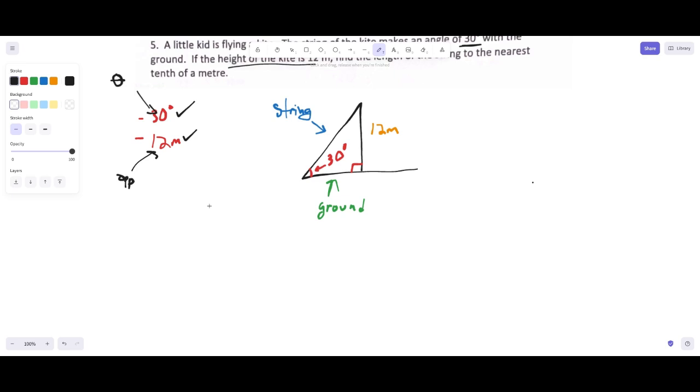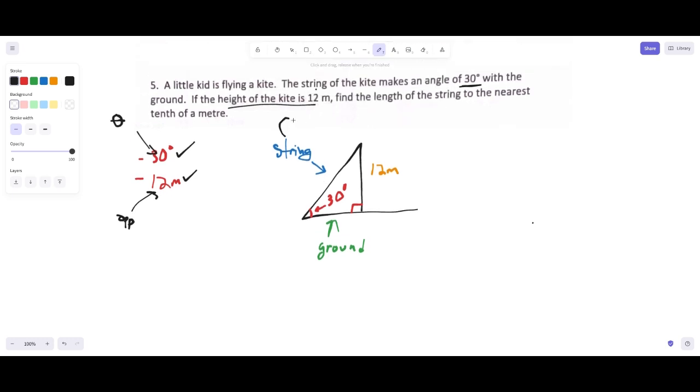Now, on the off chance that it wasn't opposite, for adjacent, it would be the line that the angle resides on, right? So it would be the ground. The ground would be the adjacent. And then hypotenuse is the largest side in the right triangle, which is the string. This actually tells us another piece of information: the string value that we're trying to find is in reality just the hypotenuse of this right triangle that we constructed.